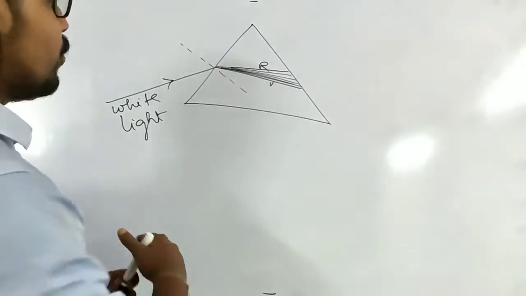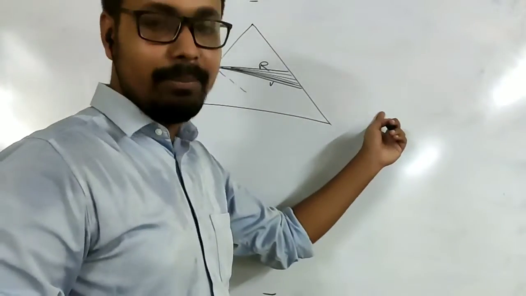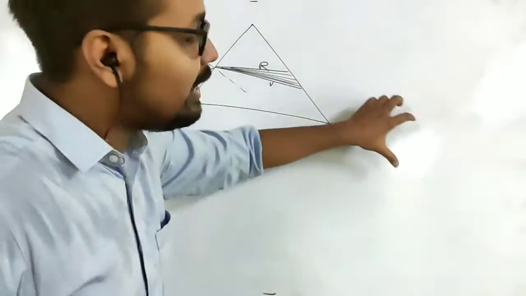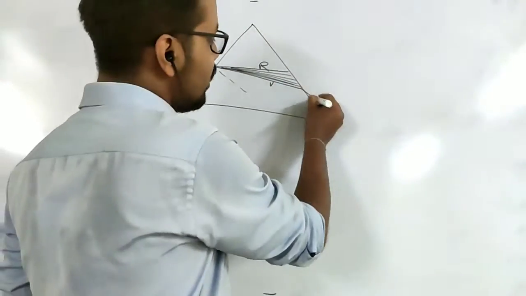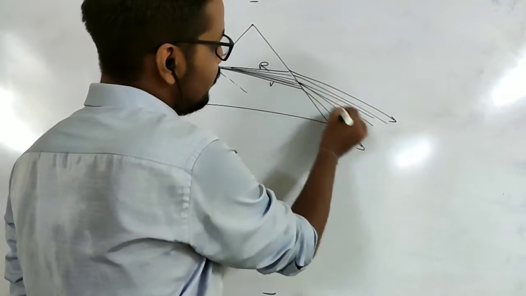Now what happens? They will again come out from here. Same thing will happen. Again there is a change in medium, and as a result, again there will be refraction, and they will be split even further. So now violet will come out like this, red will come out like this. In the middle we have the other different colors.